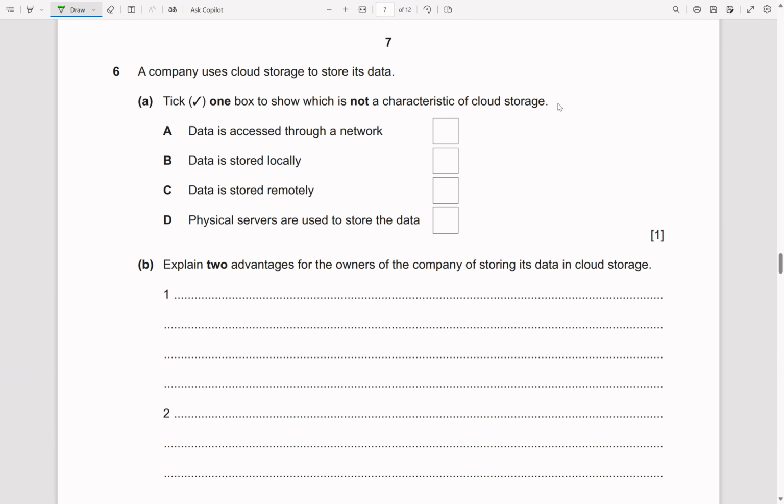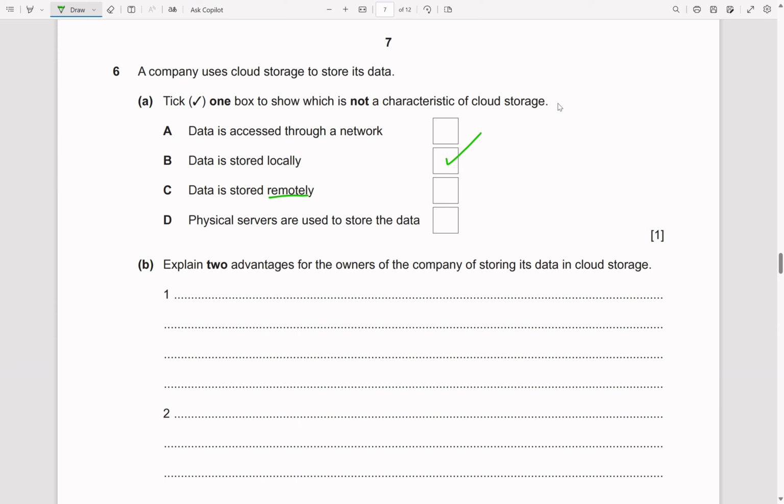Question 6 says, a company uses cloud storage to store its data. Take one box to show which is not a characteristic of cloud storage. So data is accessed through a network. Well, this is true because, let's say you're in your home or school or office, you're using the internet to access the cloud servers in a different physical location. Data is stored locally. Well, this is going to be false, because again, it's in a different location, which means it's stored remotely. That's the same.